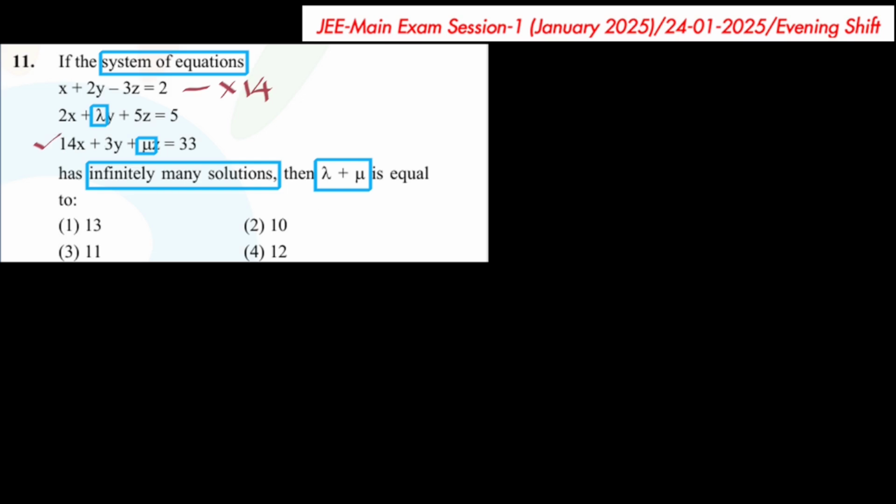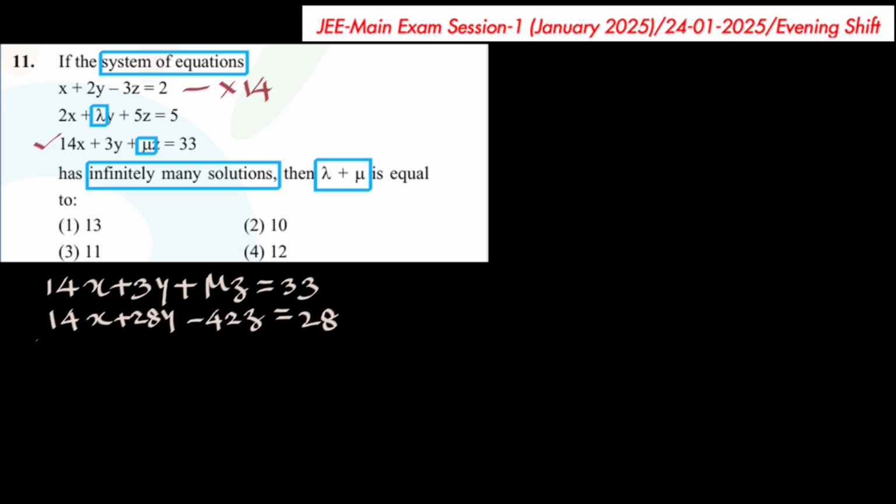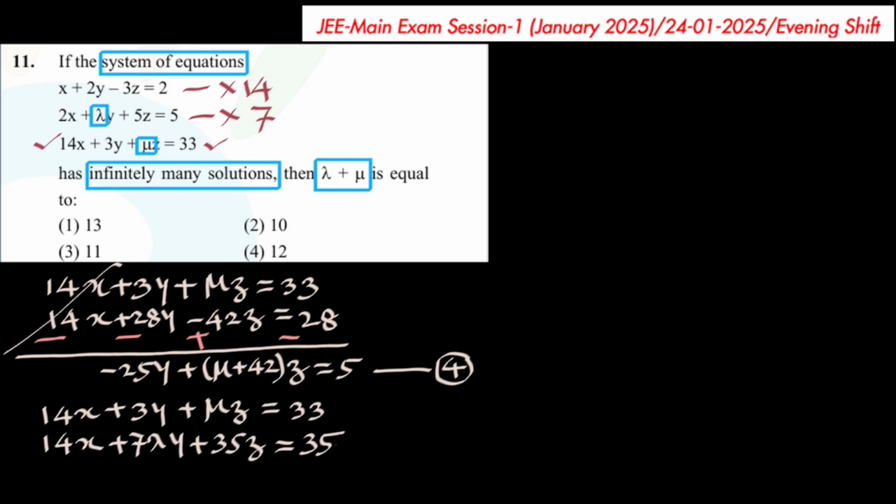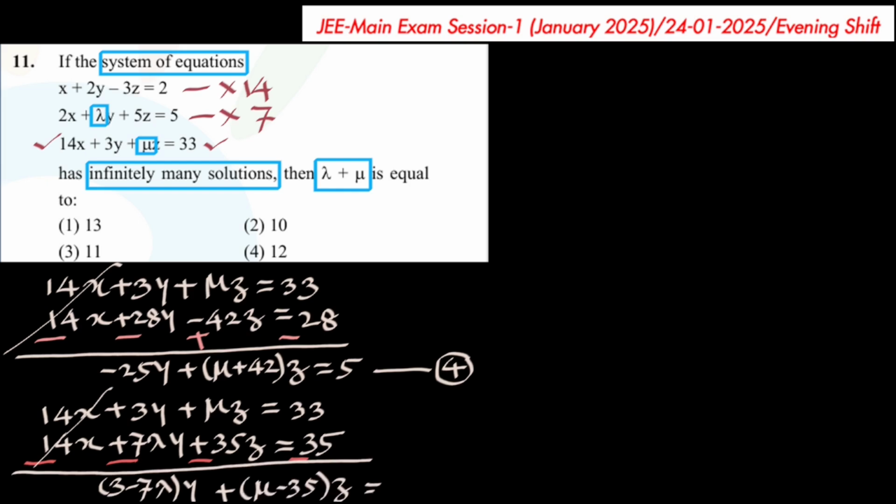this third equation. So third equation and then first equation, changing the signs, minus 25y plus mu plus 42z equals 5. We name this 4. Then we multiply second equation by 7 and subtract it from this third equation. So the third equation first, then the second equation, changing the signs, 3 minus 7 lambda into y plus mu minus 35 into z equals minus 2.